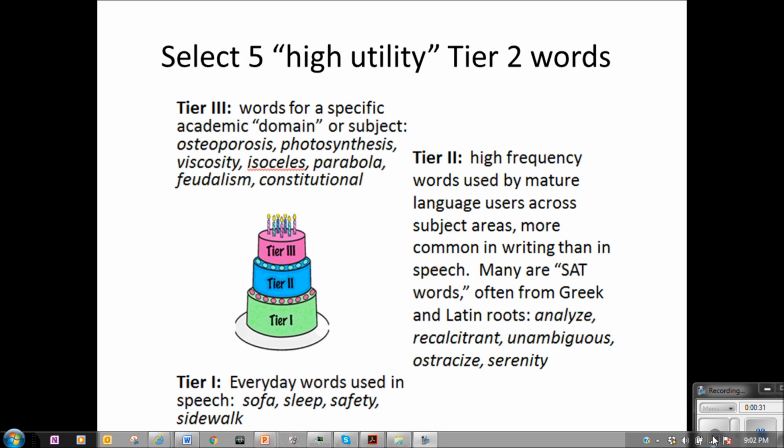They're more common in writing than in speech. Many are what we call SAT words. They're often from Greek and Latin roots. Words like analyze, recalcitrant, unambiguous, ostracize, and serenity.